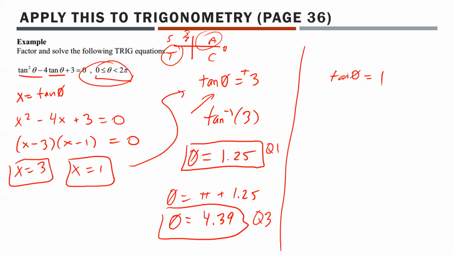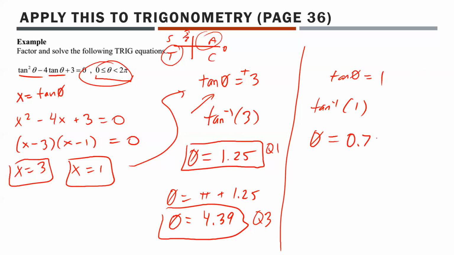Let's do the same thing with tan theta equals 1. If we take the inverse tan of 1, that is going to give us, to the nearest hundredth, 0.79.